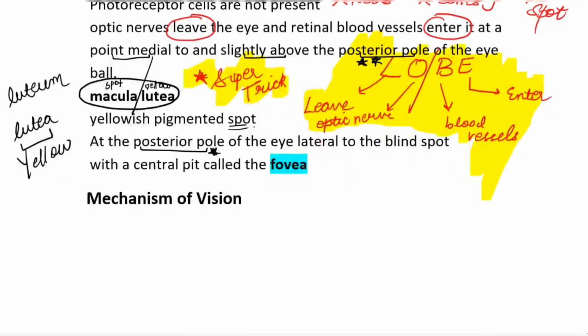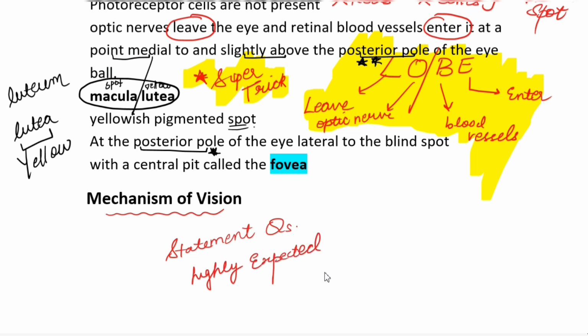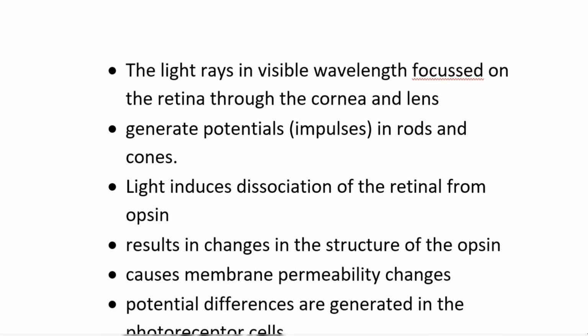So the last topic left is the mechanism of vision, which is again very important, and you can expect statement based questions like arrange the following in the correct sequence and so on, questions like that. So this is again very important. So how do we see objects? First, light rays from the object, from the visible wavelength, is focused through the cornea and then moves to the lens. Then it is focused on to the retina.